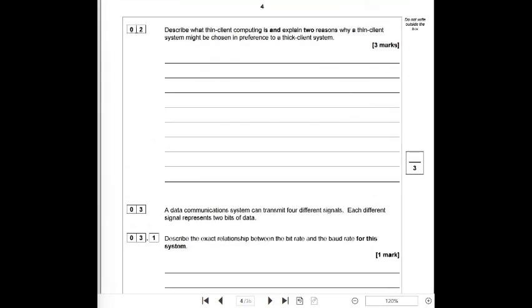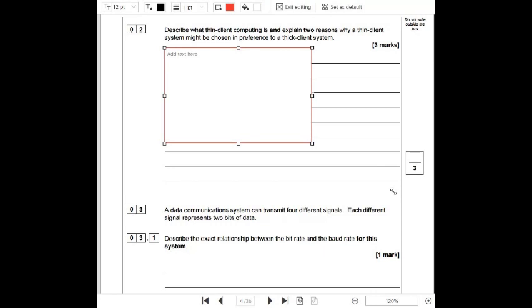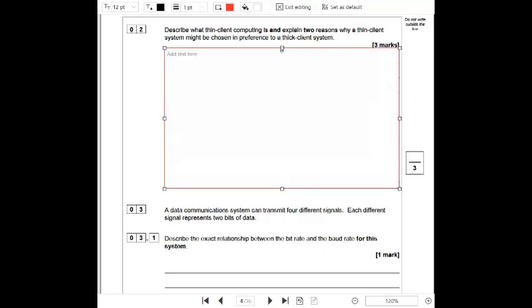Question 2. Need to describe what thin client computing is and explain 2 reasons why a thin client system might be chosen in preference to a thick client system. So that's another 3 marker. So the way I would answer that would be, thin client computing is processing is carried out on an application server. They will accept your server, so that would be 1 point. That's 1 mark. Done. Why?